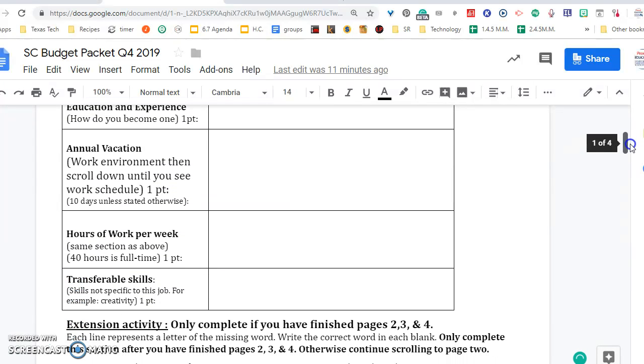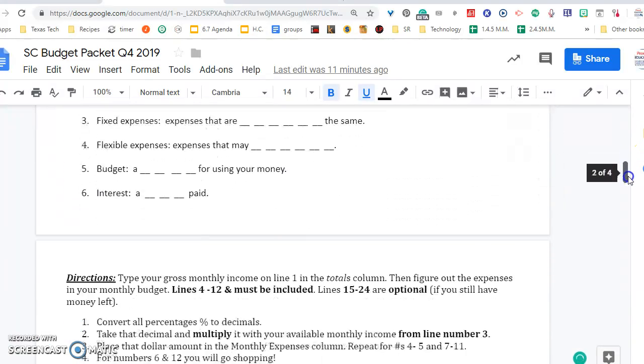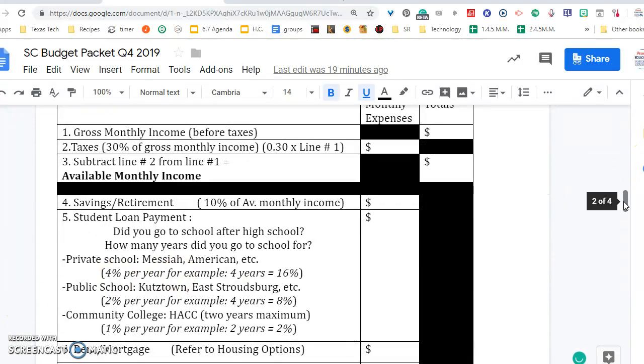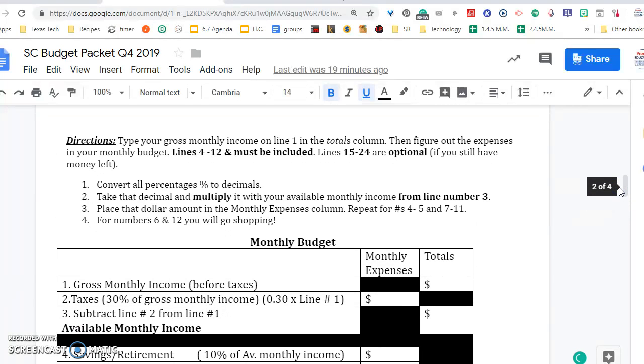Once you have this page filled in, you're going to skip over this section for today. This is an extension activity, and you only complete it after you've completed all of the other pages in this packet. You are then going to move down here to the second page. This page is the actual budget you will be creating based on the career or job you chose.